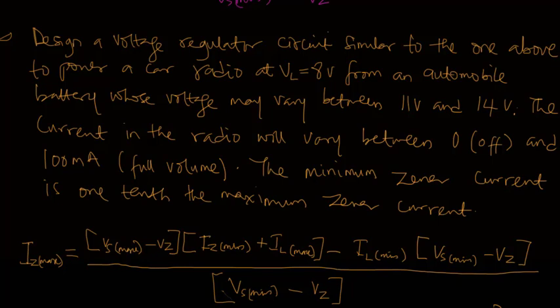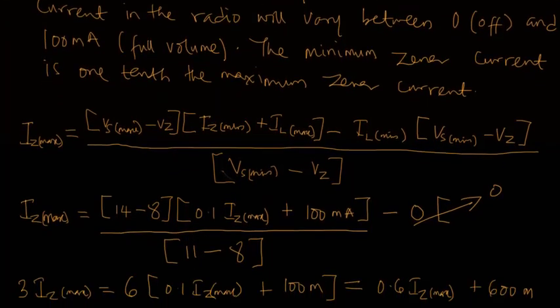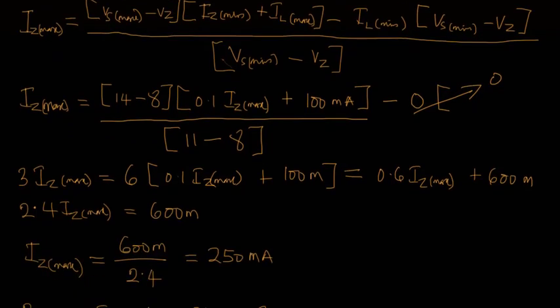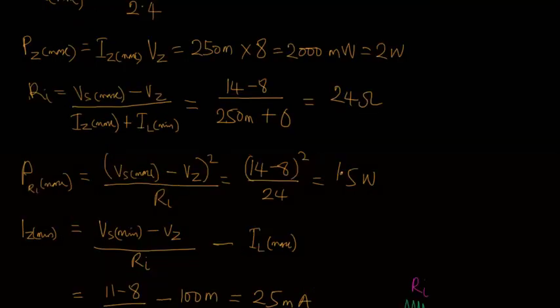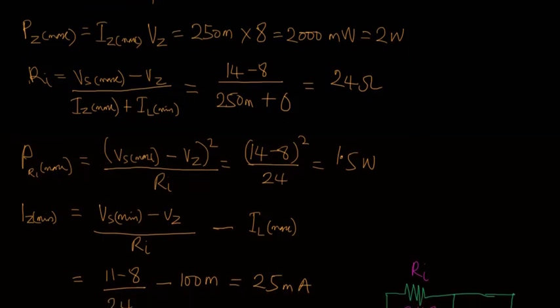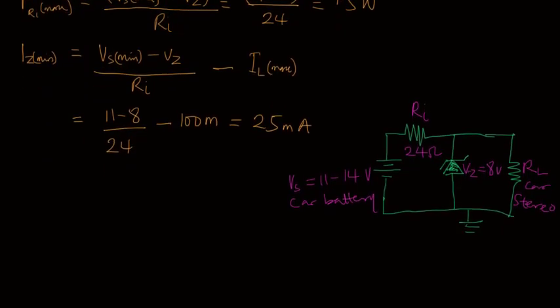So we recalled the expression we derived earlier for the maximum Zener current, and then we substituted our values and solved for the various parameters. We solved for Iz max, for Pz max, and then the current limiting resistor Ri, and then the power dissipated in the current limiting resistor. We also solved for Iz min, and that's the circuit that we designed as shown here.